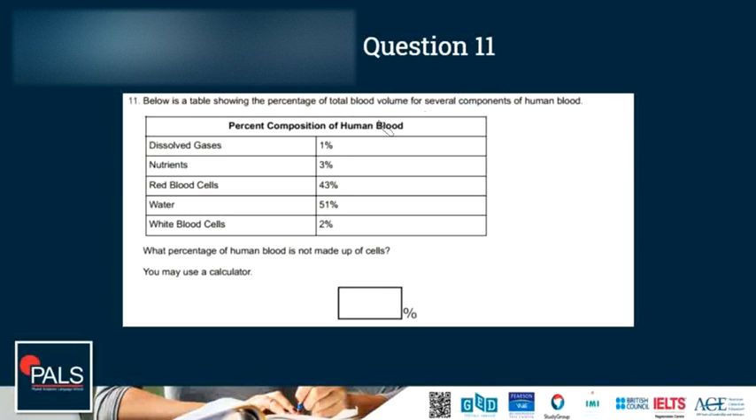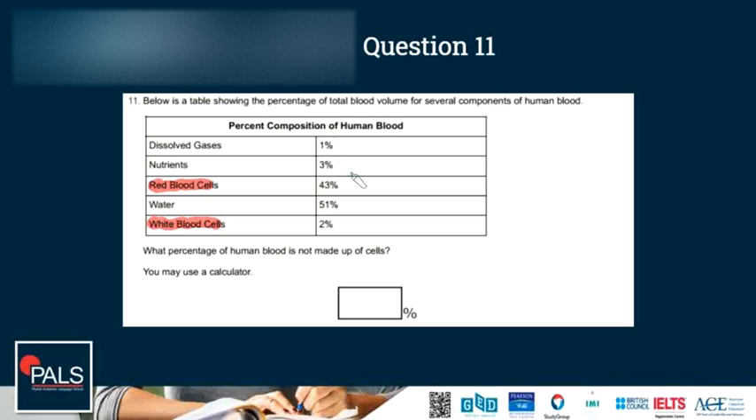Question 11. Below is a table showing the percentage of total blood volume for several components of human blood. We have dissolved gases, nutrients, red blood cells, water, and white blood cells, with the respective percentages that we can see here. What percentage of human blood is not made up of cells? Okay, what are cells here? We can see we have red blood cells and we have white blood cells.